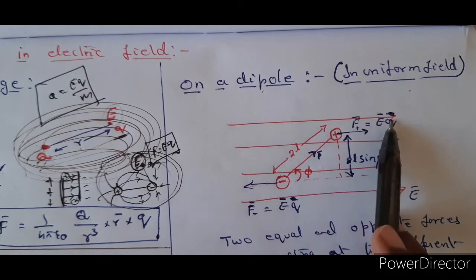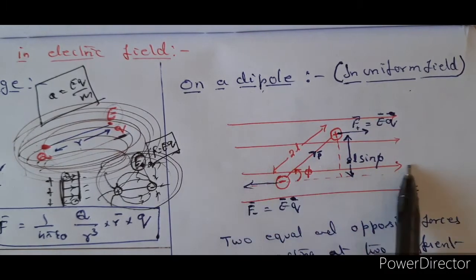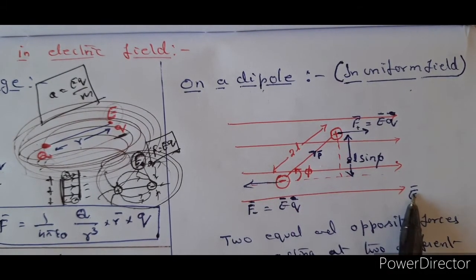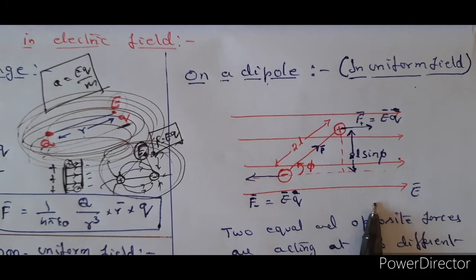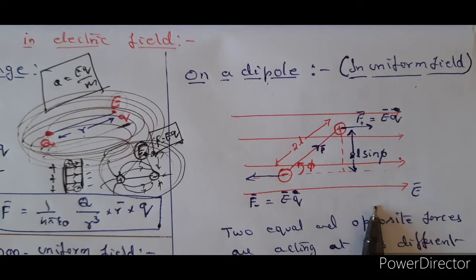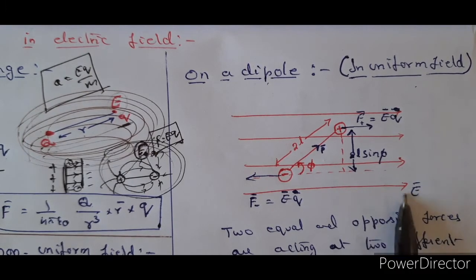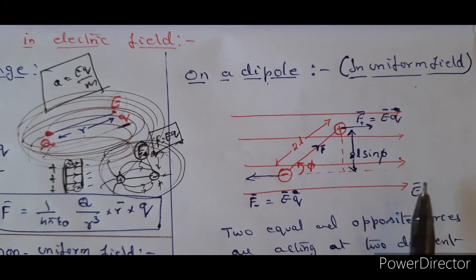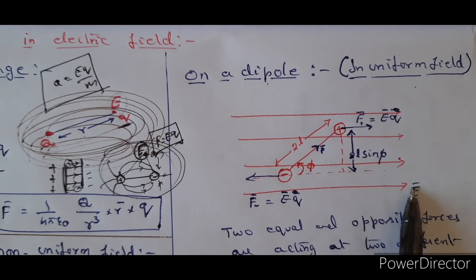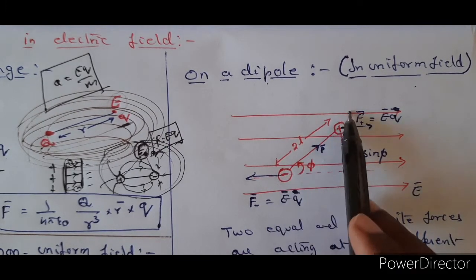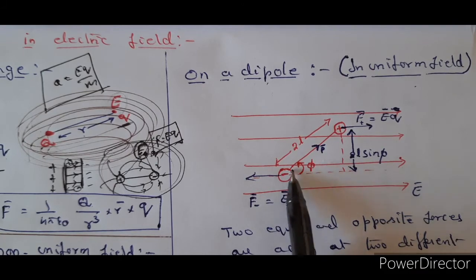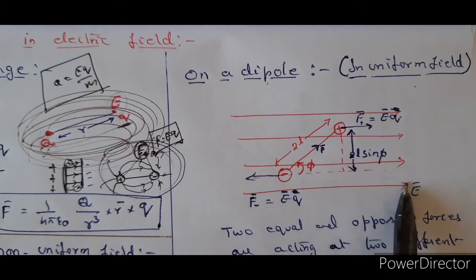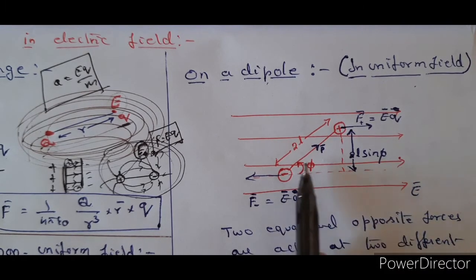Now let us see that this is a uniform field. As always, the uniform field is represented by parallel straight lines. Now let this be E bar, and the magnitude of this is E. Now a dipole is aligned by making an angle of phi. That means the length of the dipole is making an angle phi with the field lines. So this is phi.